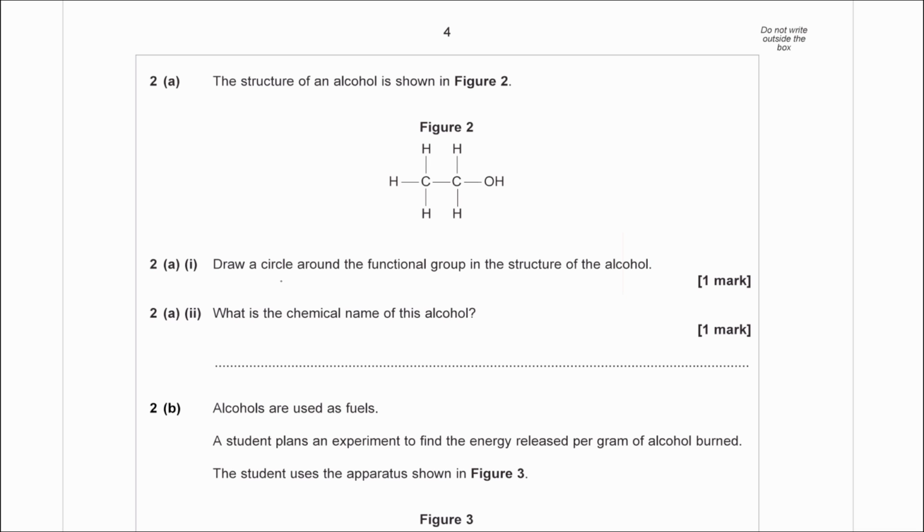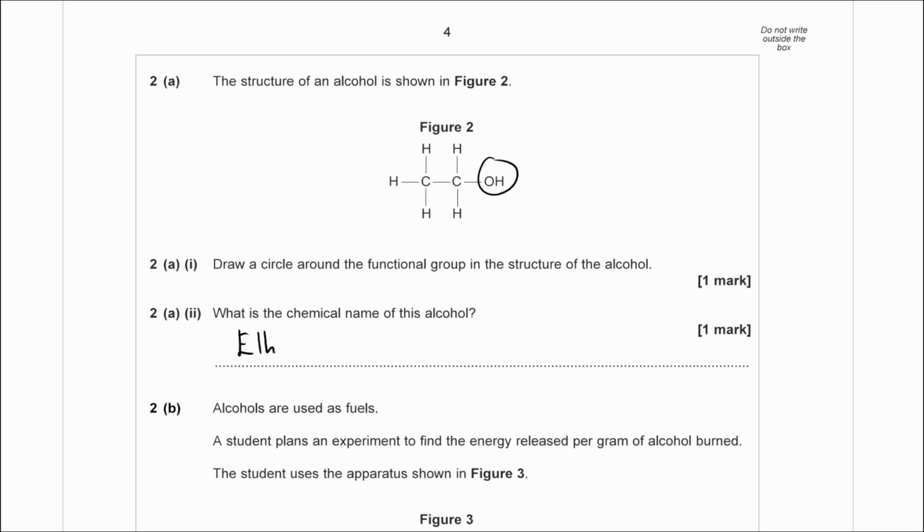Alright, it says draw a circle around the functional group in the structure of alcohol. Now remember, if we just have carbons with hydrogens, this is going to be an alkane. If there's a double bond, it's an alkene. The thing that makes this an alcohol is the fact that we have this group on the end, which is an OH functional group.